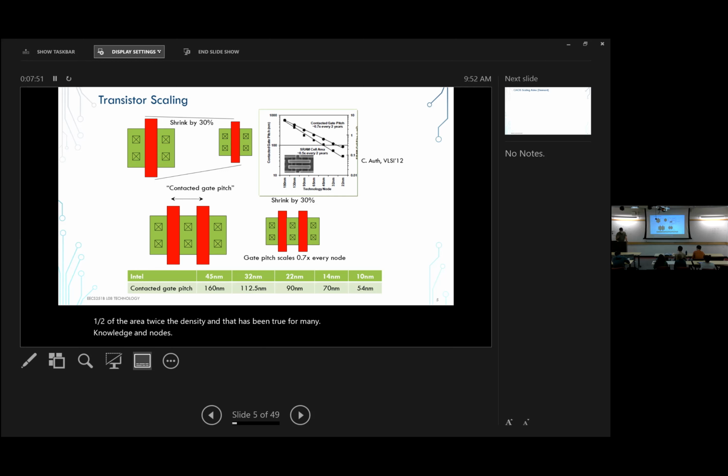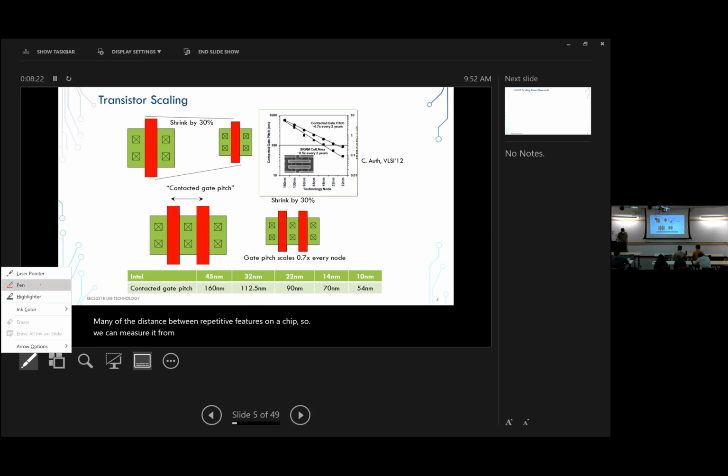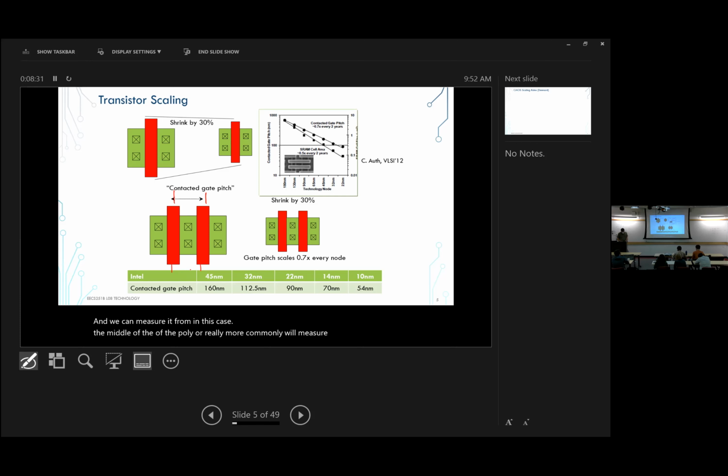One thing that we are going to see as a measure that has been used until recently, that kind of fell apart recently, is the notion of a contacted gate pitch as a way of measuring technology density. People have done away with it recently, but first, what is a pitch? Pitch is a minimum distance between repetitive features on a chip. So we can measure it from, in this case, the middle of the poly, or more commonly we will measure it from end to end of a poly region.